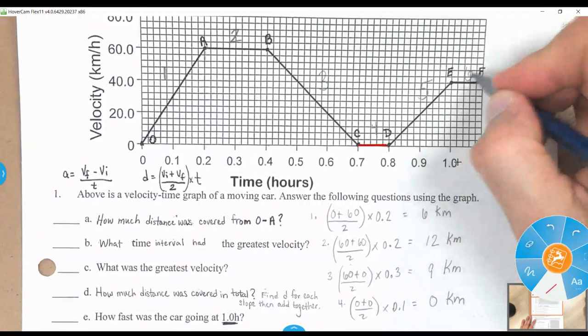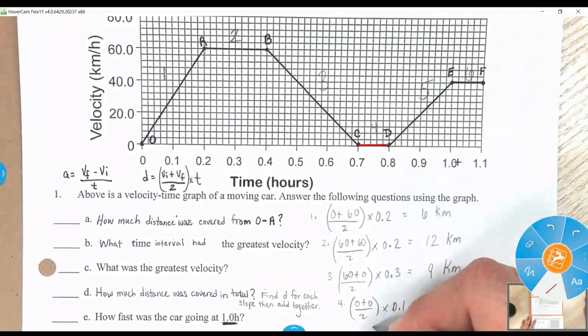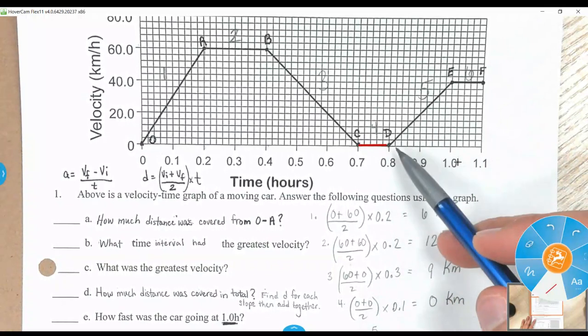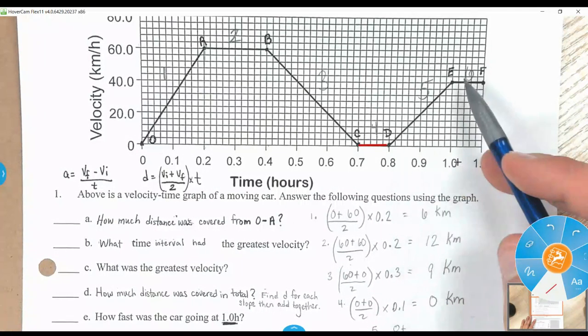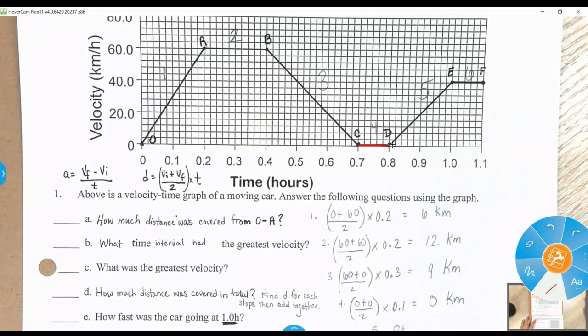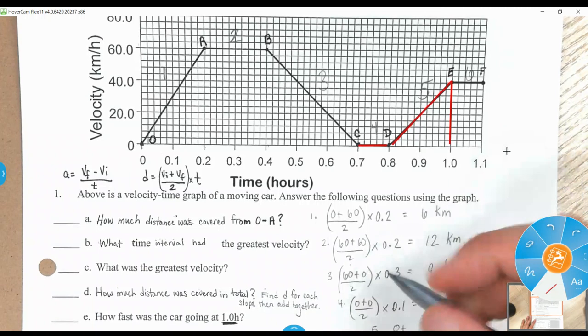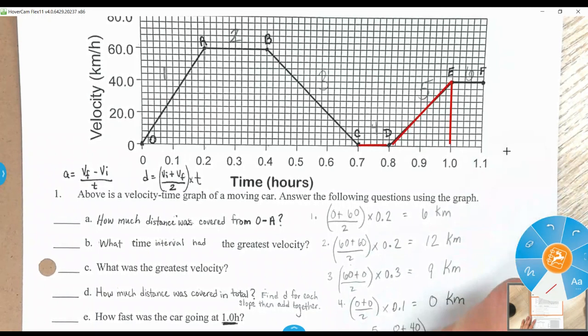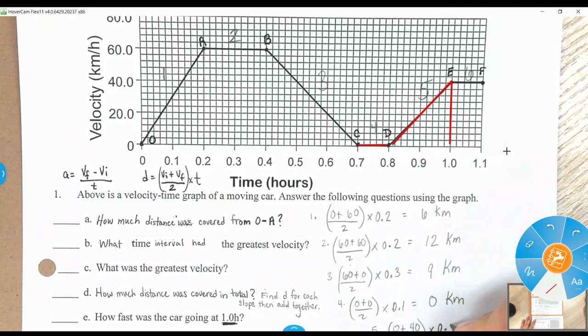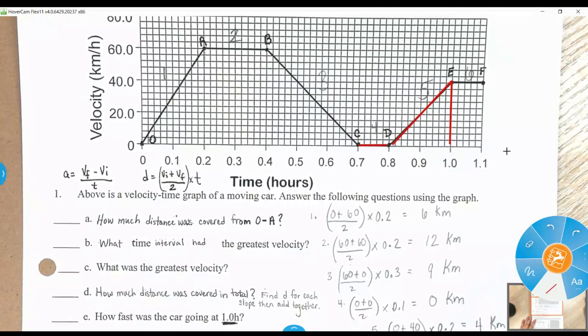Line segment 5. Oops, I didn't even see, there's 6 right there. So 5. Initial is 0. It gets up to right here, which is 40. And it goes from 0.8 to 1, so that's 0.2. So 40 and timesing it by the time of 0.2, you're going to get 4 kilometers.